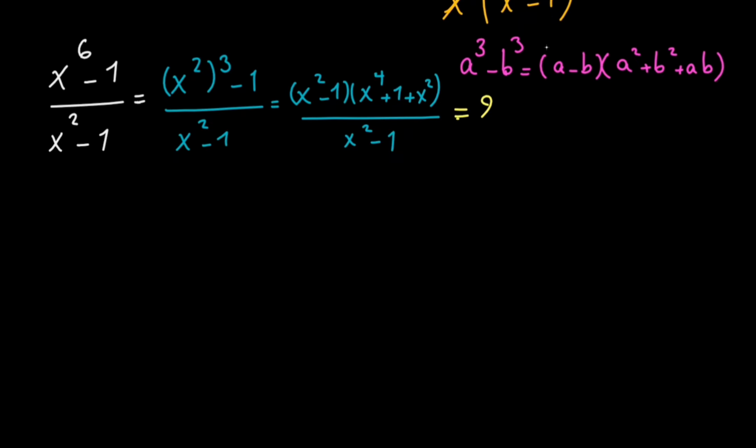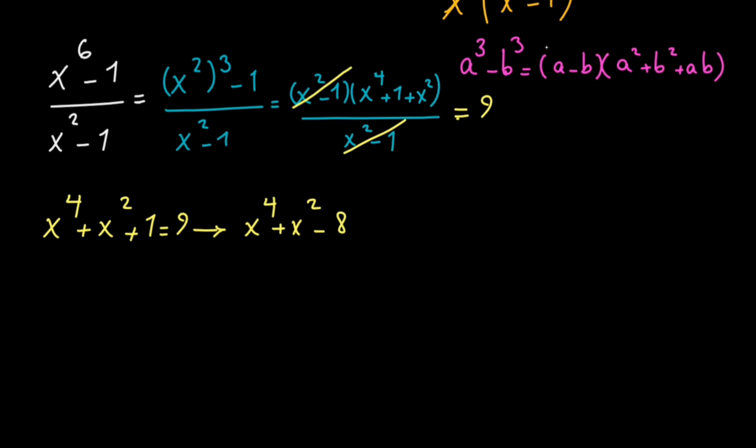And in this situation I can cancel x squared minus 1 from the top and on the denominator. So I will have x to the power of 4 plus x squared plus 1 is equal to 9. So it means we have x to the power of 4 plus x squared minus 8 is equal to 0. So here we want to use a substitution to solve our equation. I want to write x squared as, for example, t. So we will have t squared plus t minus 8 is equal to 0.